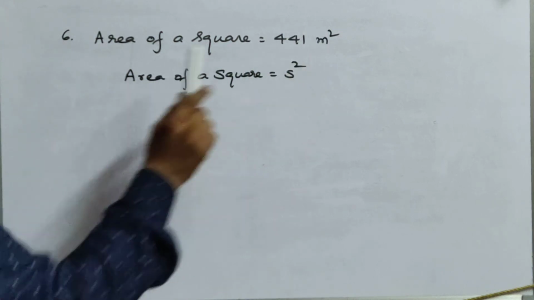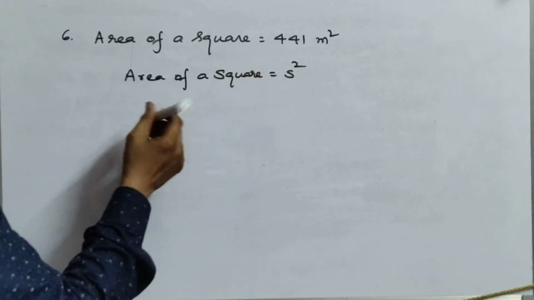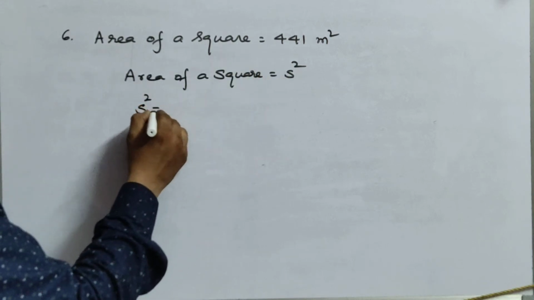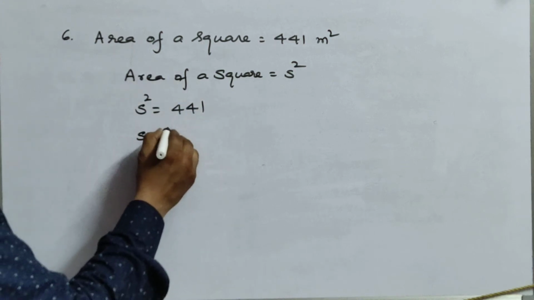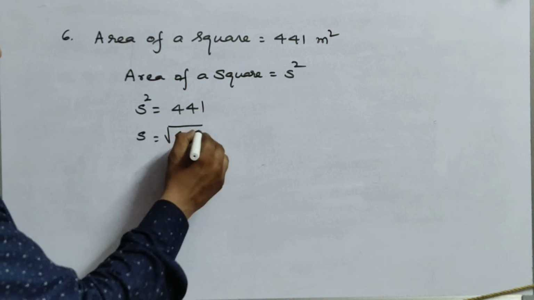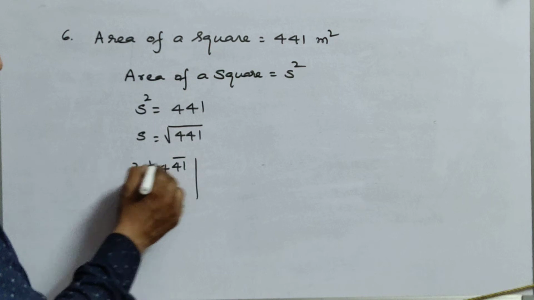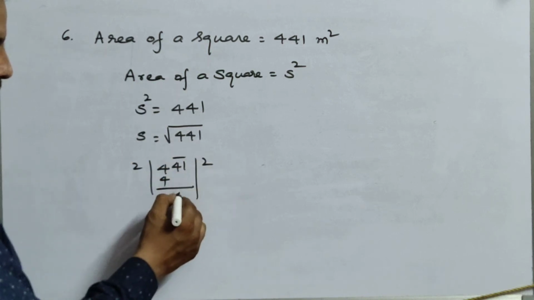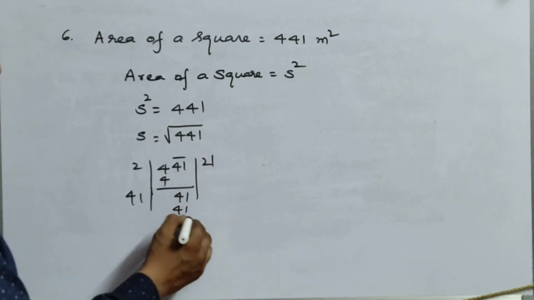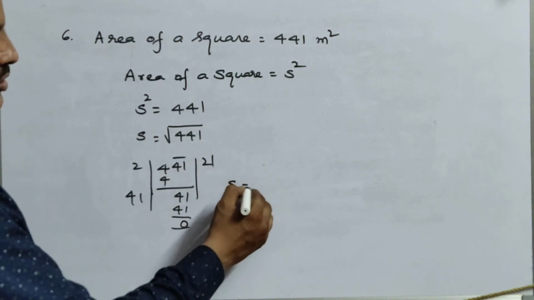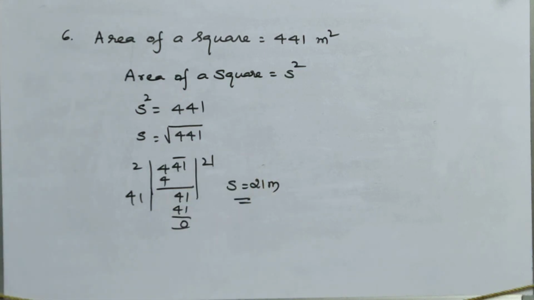Okay, area of a square equals S square. This is also area of a square. So both equalize. So S square equals 441. So S equals square root of 441. Find the square root of 441. Okay, 2 2s are 4. 41, 2 double 4, here 1, here 1, so 41. So therefore S equals 21 meters. That means side equals 21 meters.